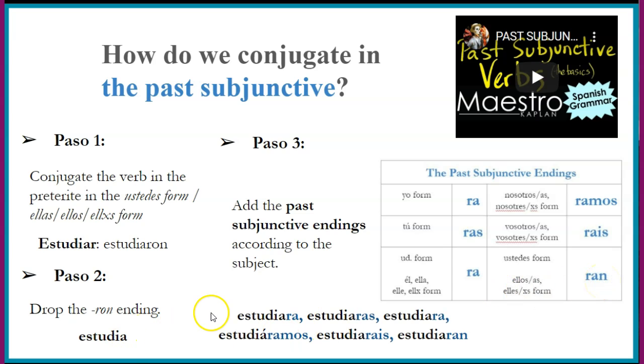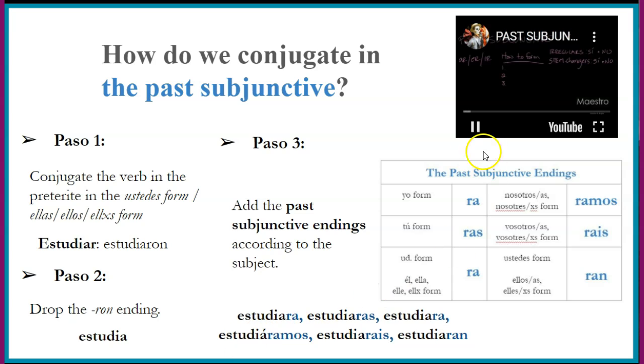So I want to conjugate the verb estudiar in the past subjunctive, and I will have this stem. I have to add the past subjunctive ending. So we have yo estudiara, tú estudiaras, él, ella, usted estudiara, nosotros estudiáramos, vosotros, vosotras, vosotres estudiarais, ellos, ellas, y ellas estudiaran. So notice two things.